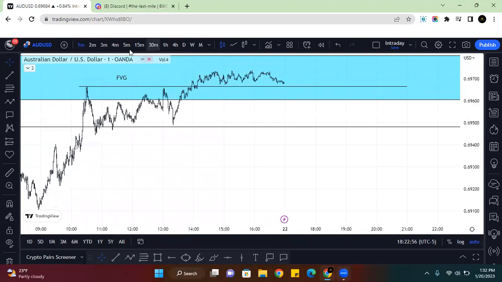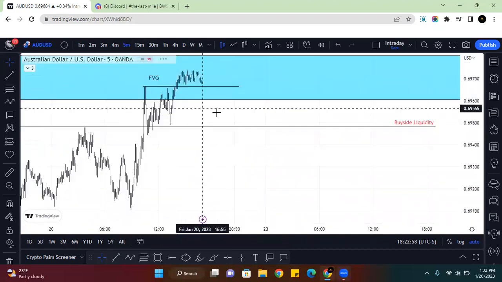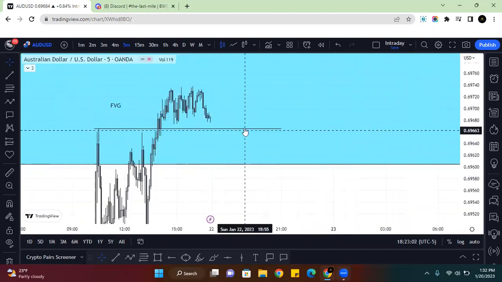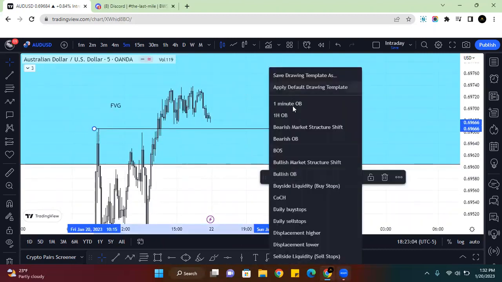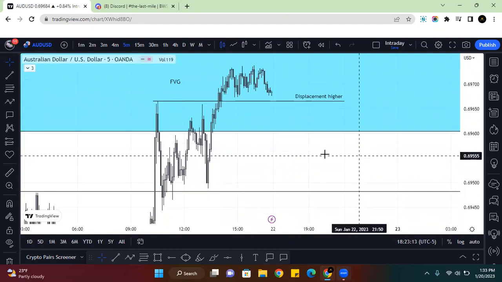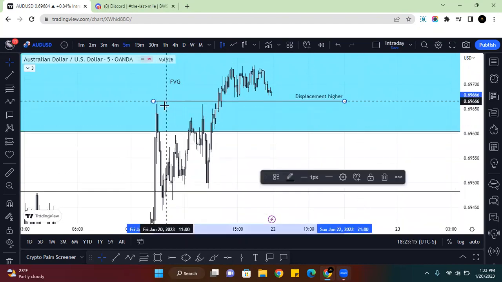So let's go to the 5 minute real quick and look at AU real quick. So this would be the displacement high, in my opinion, pretty easy. Displacement high right here. This is the same setup. You can see the swing high that it traded above. Drop it in the chat box if you get that and can see that. That's the displacement high right there.